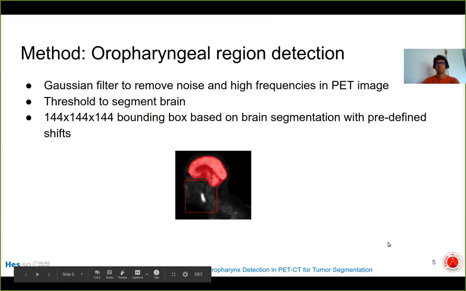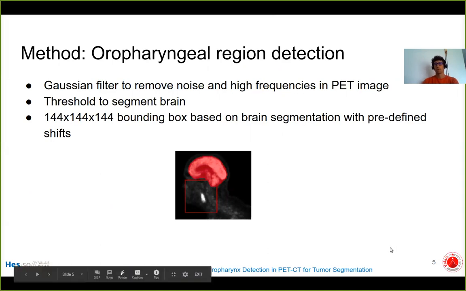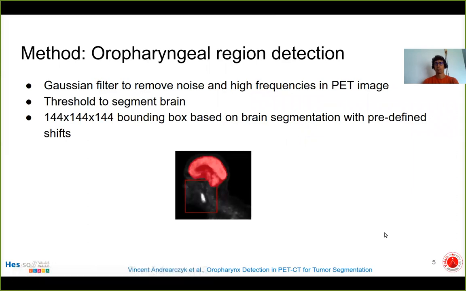This is the basic image processing method we proposed for the oropharyngeal region detection. We first apply a Gaussian filter to remove the noise and high frequencies in the PET image. We threshold the PET image to segment the brain. And finally, we extract a 144 cubed bounding box based on the brain segmentation using predefined shifts, considering that the oropharynx is located relatively constantly at the same position below the brain.